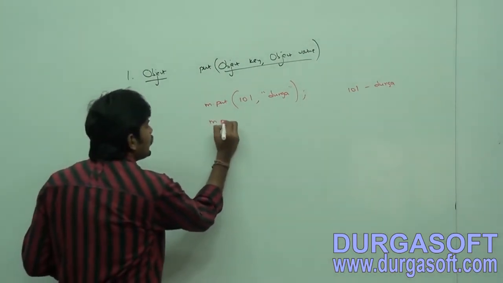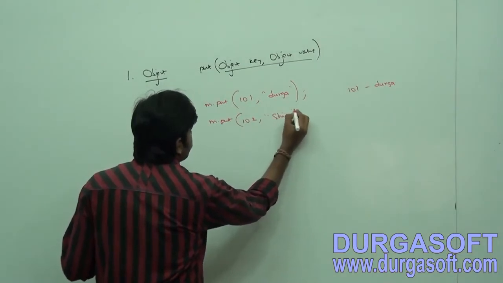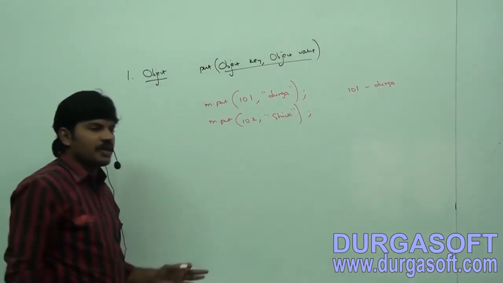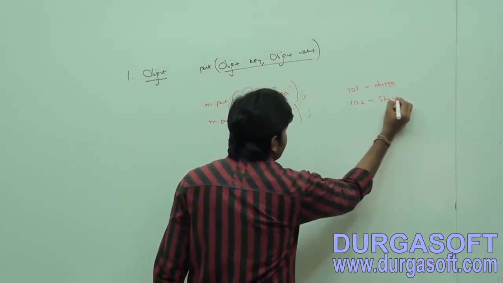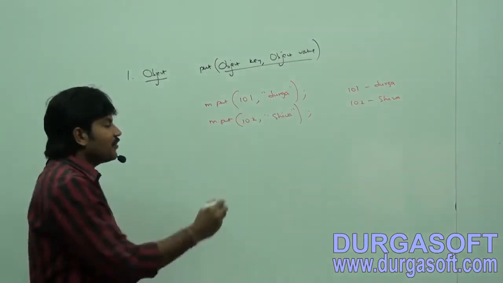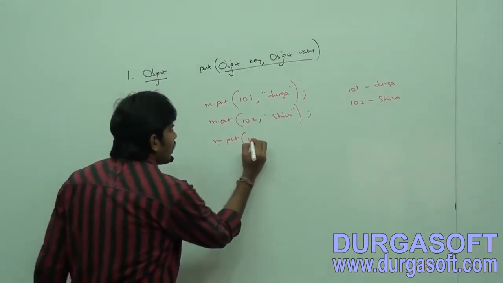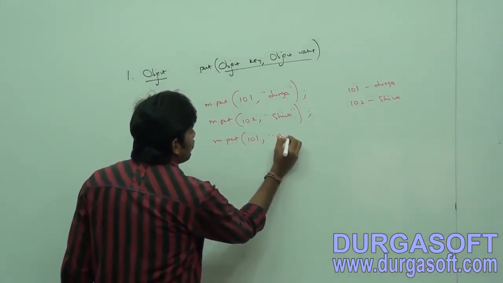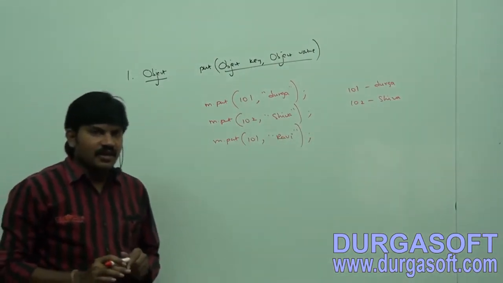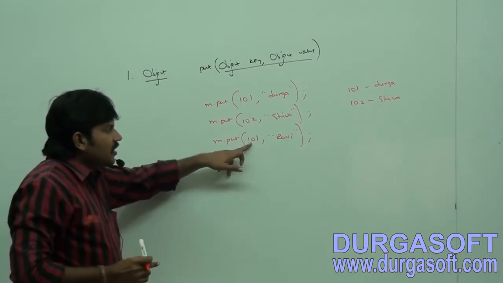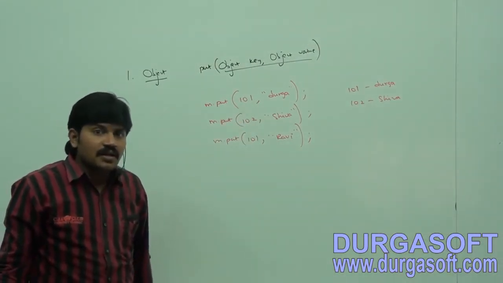Now m dot put of 102 comma Shiva added. No problem at all. 102 Shiva added, right? Second entry also added. Next, observe a bit carefully, m dot put of 101 comma Ravi I am adding. Sir, is the key already there or not? Yes, duplicate keys are not allowed.